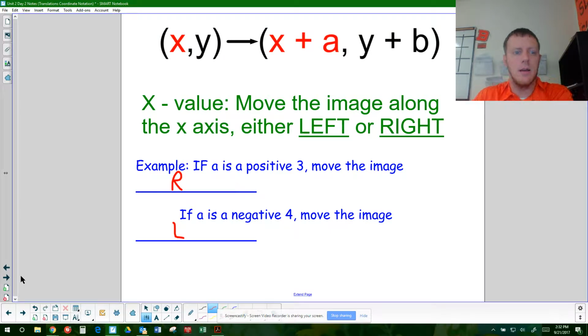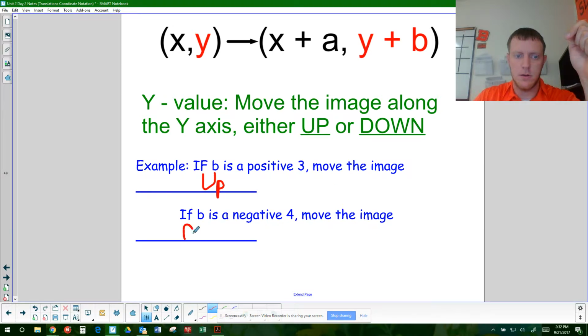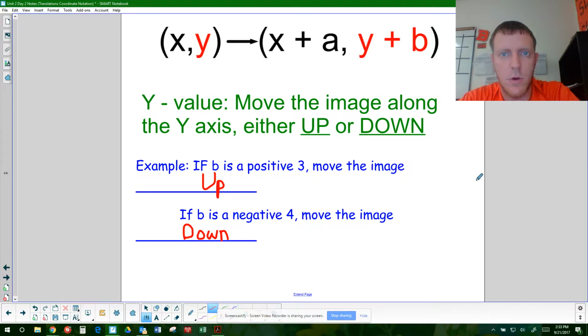That's it. All right. Whereas on the y, if we're doing the y, you're going to go up or down, just like on the y-axis on the graph. y goes up and down. So if y is positive, or sorry, if b is positive, then you're going to go up. If b, on the other hand, is negative, like a negative 4, then you're going to go down. Really hard to use a mouse to write on a computer. And that's that. Right? y is up and down, x is left and right. That doesn't change. None of that changes.